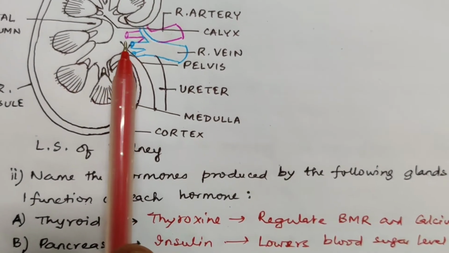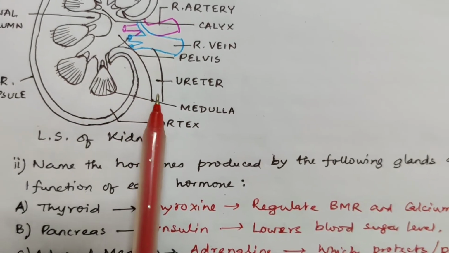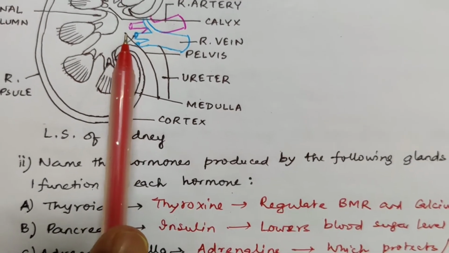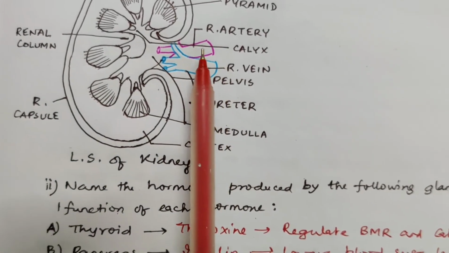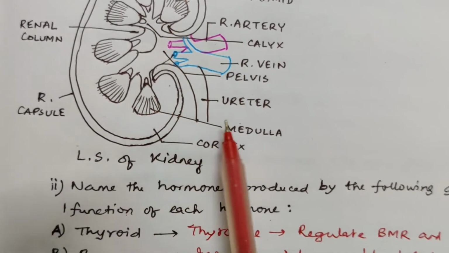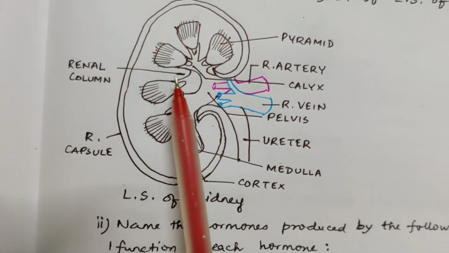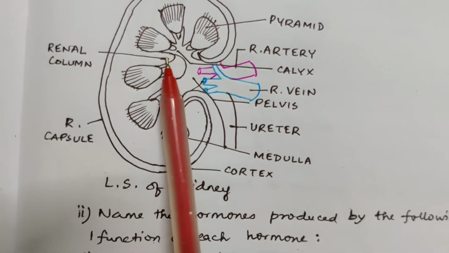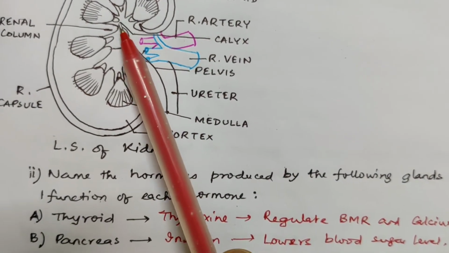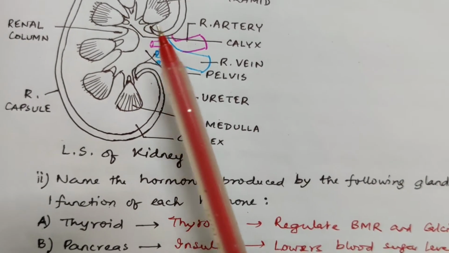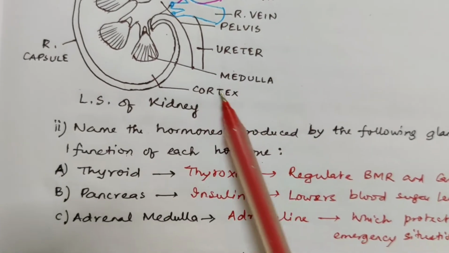This part just going to the ureter is the renal pelvis. This is the renal artery, this is the renal vein. Now these are the renal columns of Bertini, and this is the calyx. This region is the calyx. This is all about it.